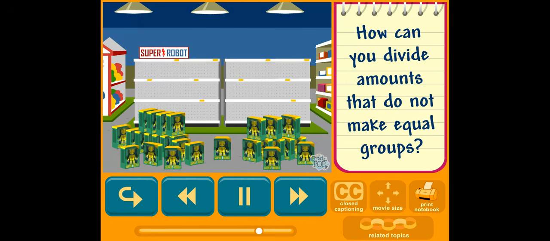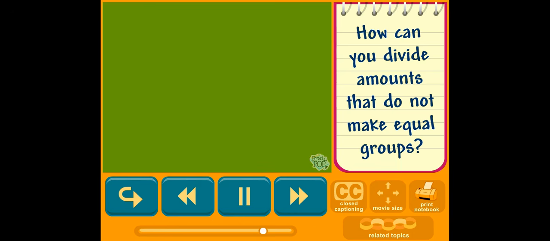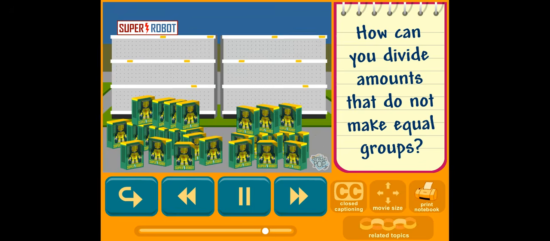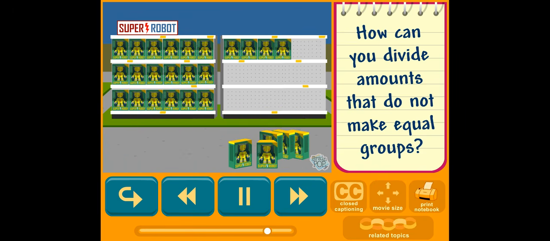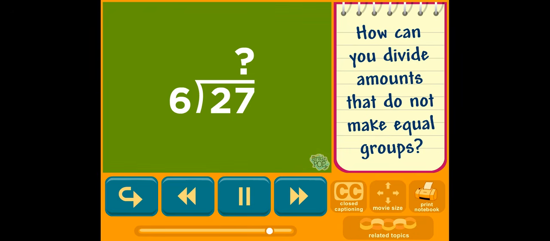There are 27 robots. Each shelf holds 6 robots. How many shelves can be filled? What is 27 divided by 6? Let's see. You can make 4 equal groups with 6 in each group. Then there are 3 left over. So 27 divided by 6 is equal to 4 remainder 3.